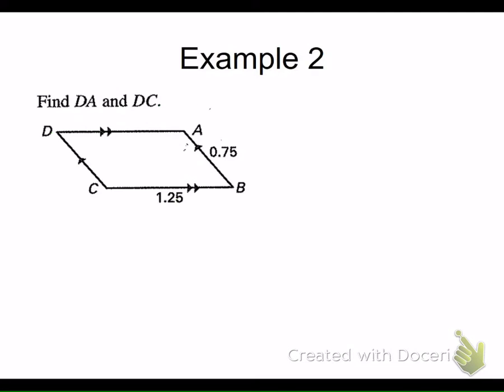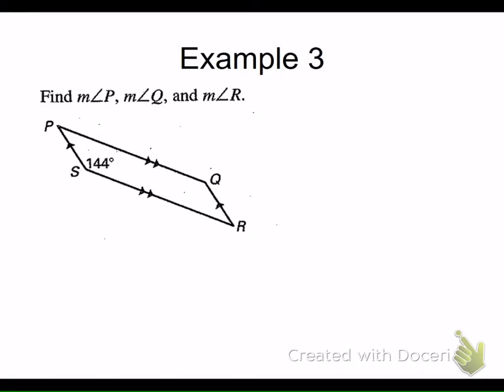On number 2, why don't you just write the answers with me? So you can write DA equals and DC equals. So DA is this guy right here. What does DA equal? 1.25. It's the same as the side across. Good. And then what does DC equal? 0.35. Very good. 75 cents.